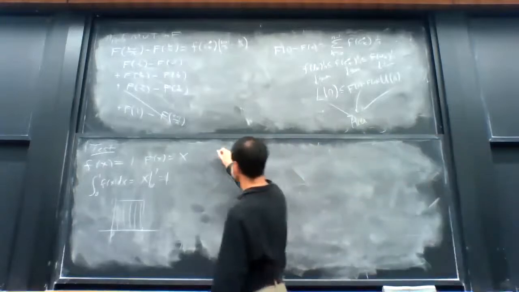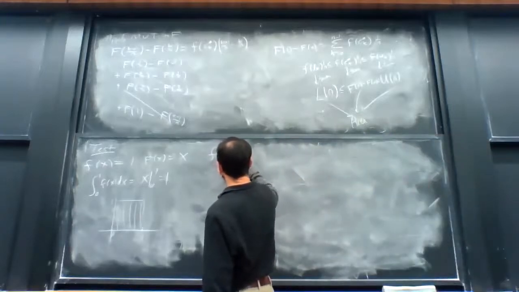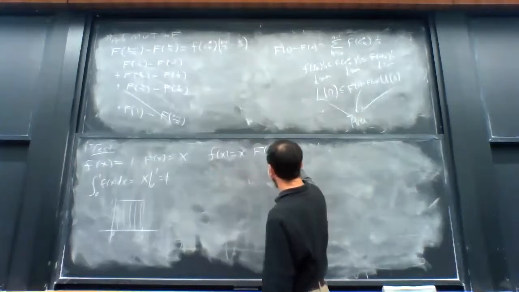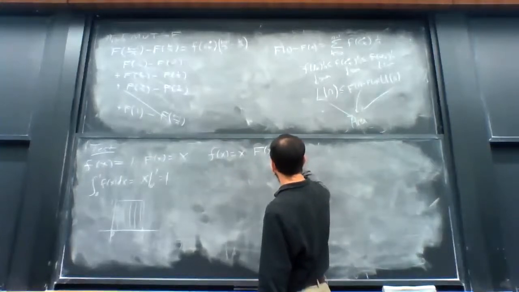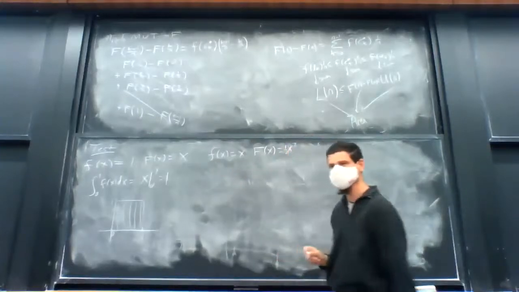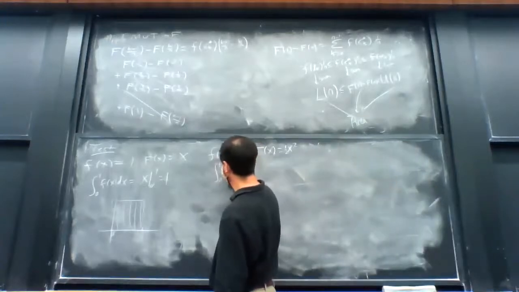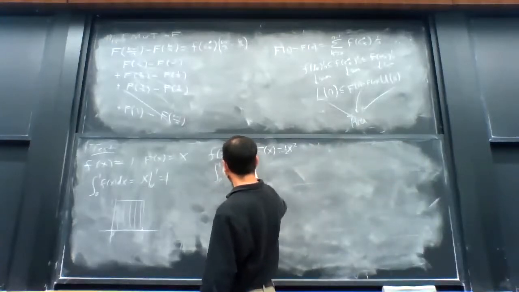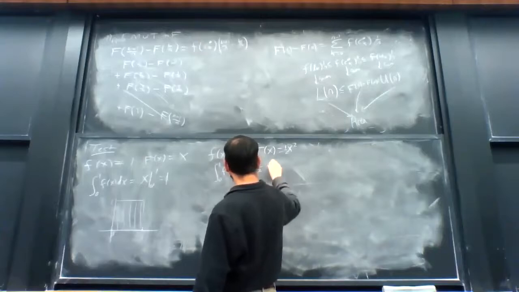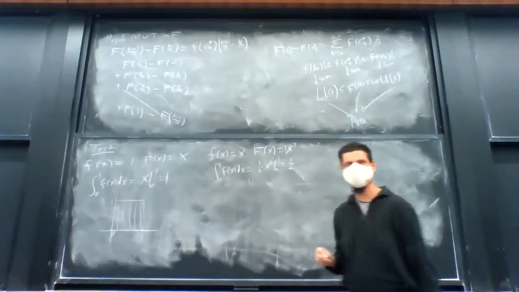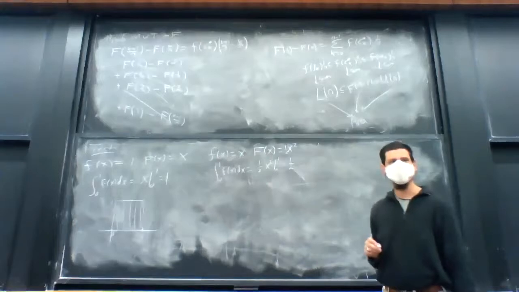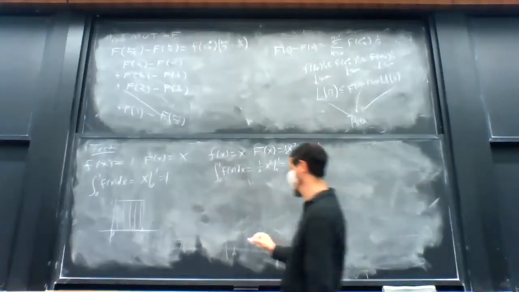So now let's look at the next function. f of x equals x. Big F of x is 1/2 x squared. Now, when we do it, we get the integral from 0 to 1 of f of x dx. This is going to be 1/2 x squared at 0 and 1, which is 1/2. Anybody know what kind of shape we're about to get? Triangle.